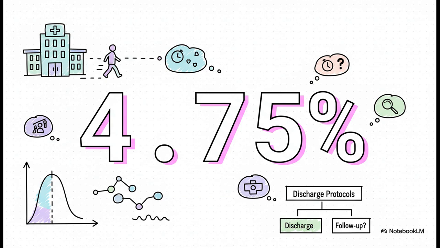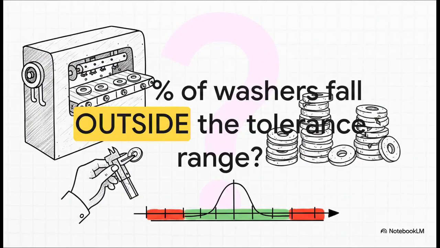It tells the hospital that almost 1 out of every 20 patients falls into this high-risk category. That's a huge signal that they need to go back and review their discharge process, or maybe put some targeted follow-up procedures in place. Let's switch gears and head to the factory floor.